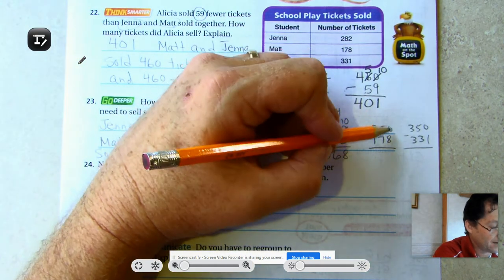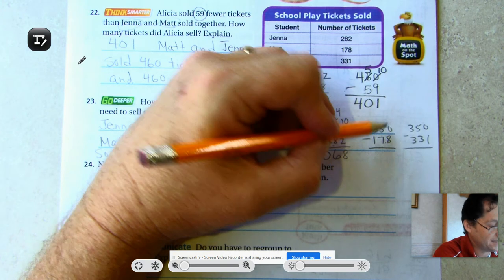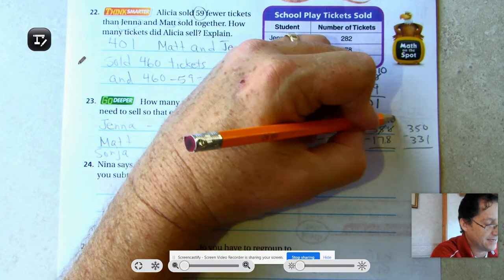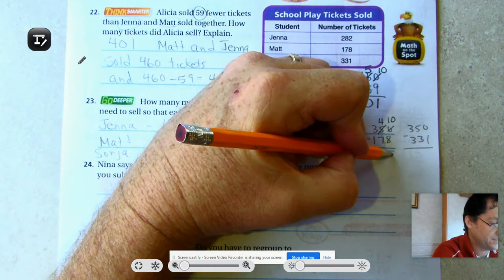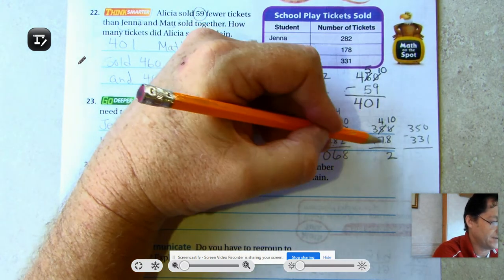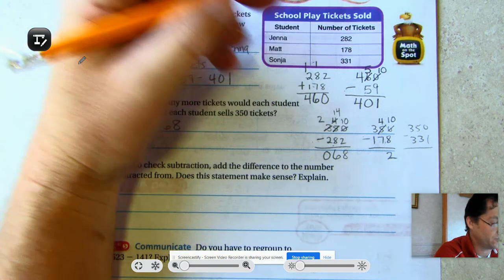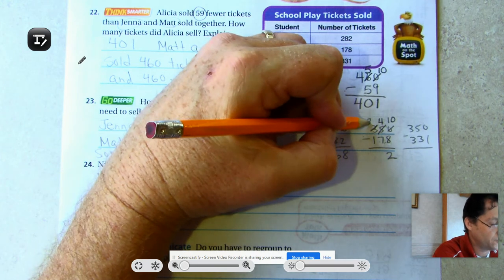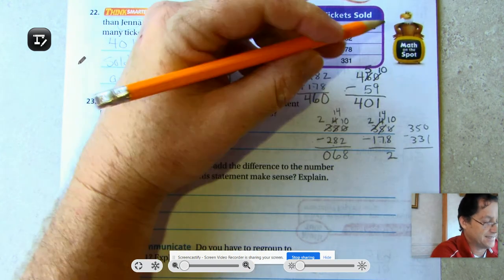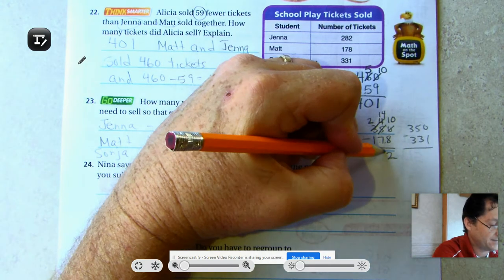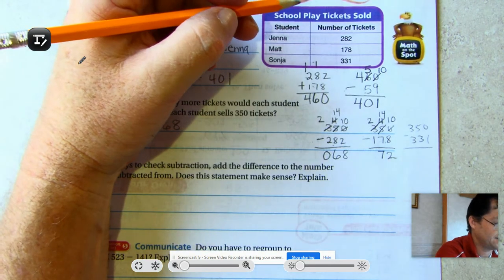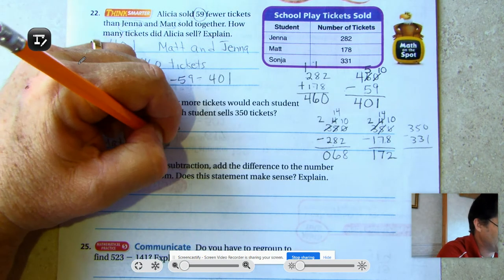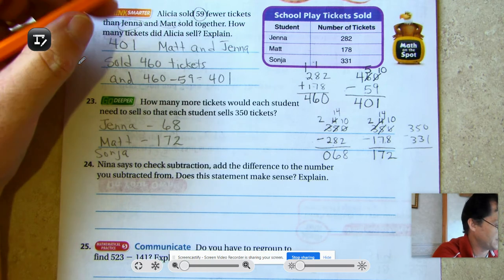Matt, I have 0 ones and I've got to take away 8 ones. I can't do that, so I'm going to regroup the 5 tens and 0 ones as 4 tens and 10 ones. 10 take away 8 is 2. 4 tens take away 7 tens we can't do, so we're going to regroup the 300s and 4 tens as 200 and 14 tens. 14 take away 7 tens is 7 tens. 200 take away 100 is 100, so 172. So Matt needs to sell another 172 tickets.